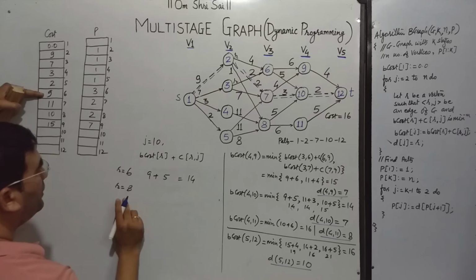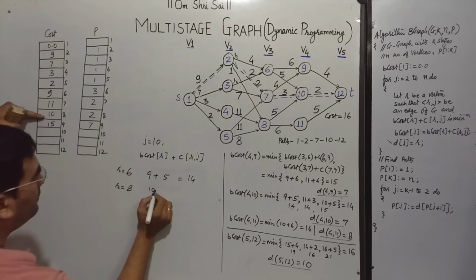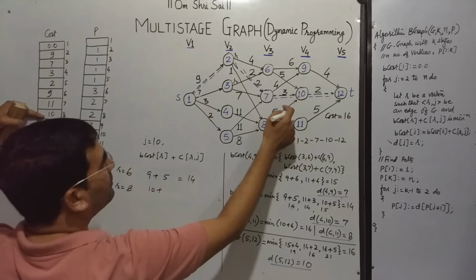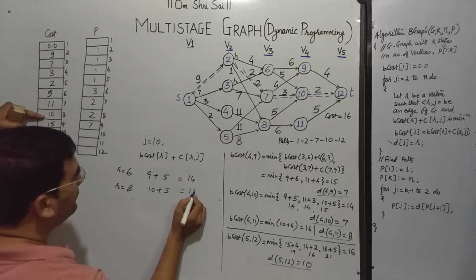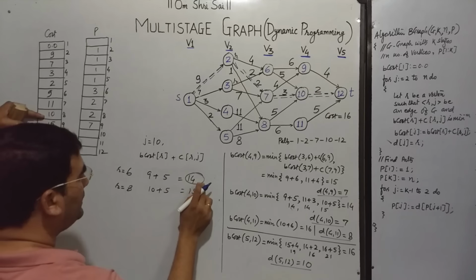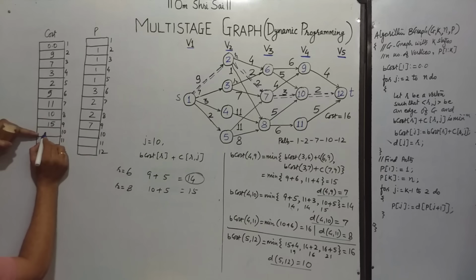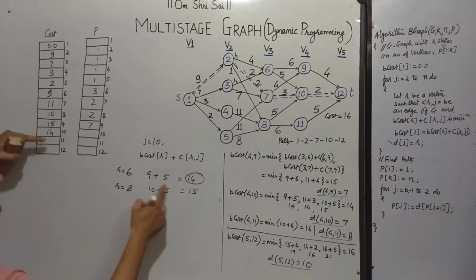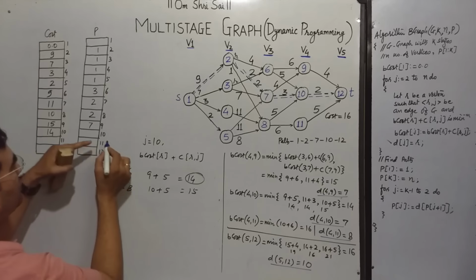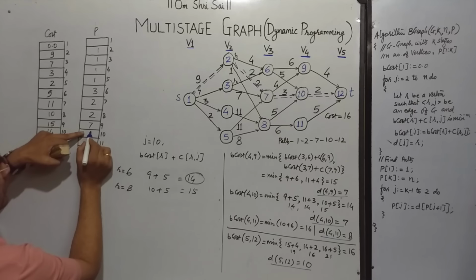This will be 14. What is the cost of 8? That is 10 plus 8 to 10. What is the cost of 5? It is 15. So the minimum value is 14. That is the cost for j is equal to 10. So this will be 14, and this is due to r is equal to 6. So for the 10th d, the p value will be 6.